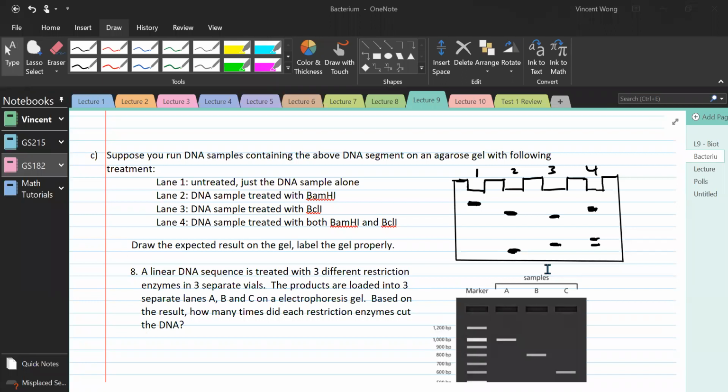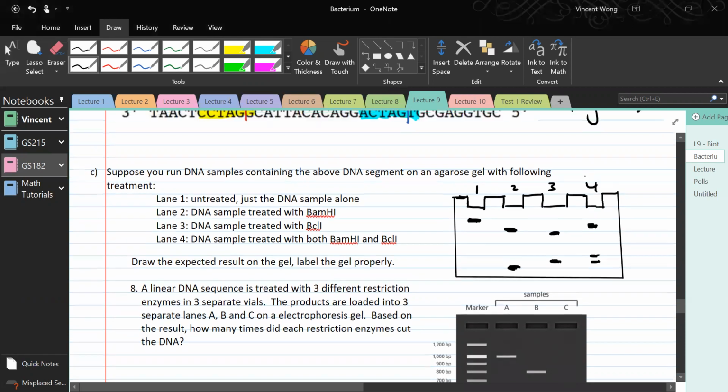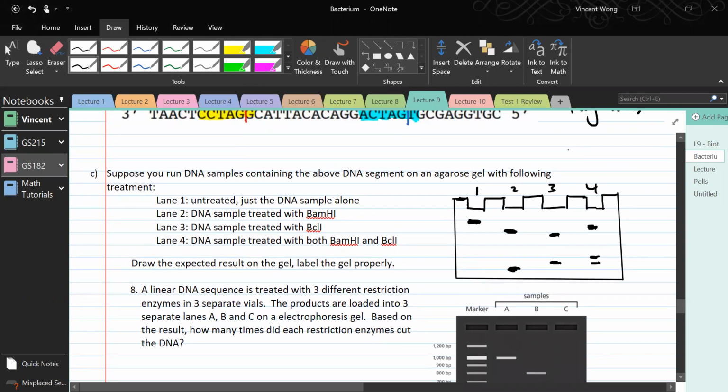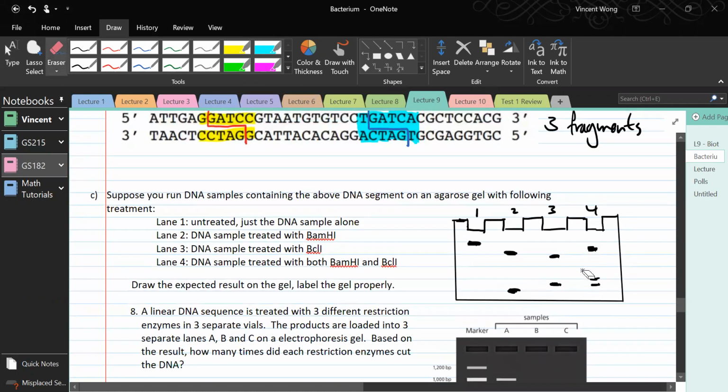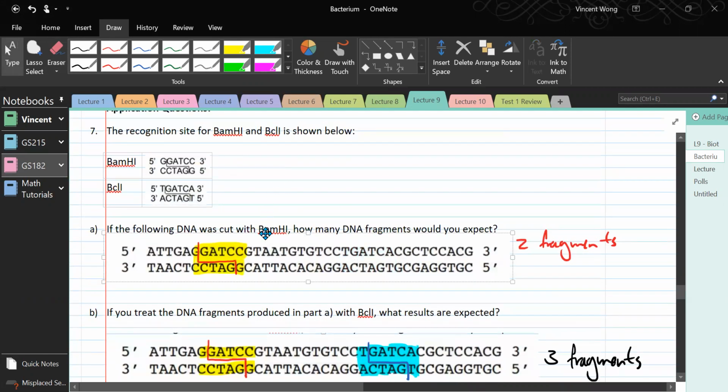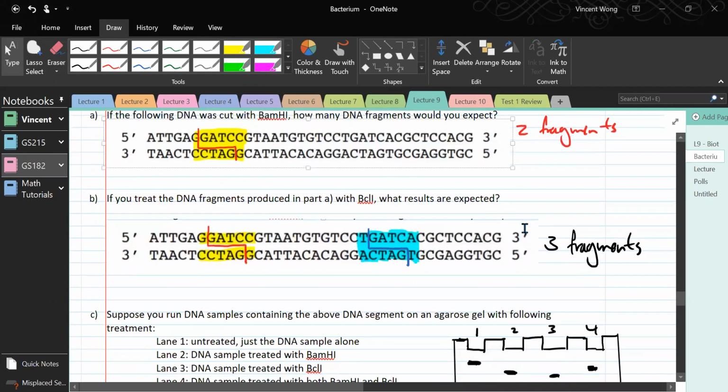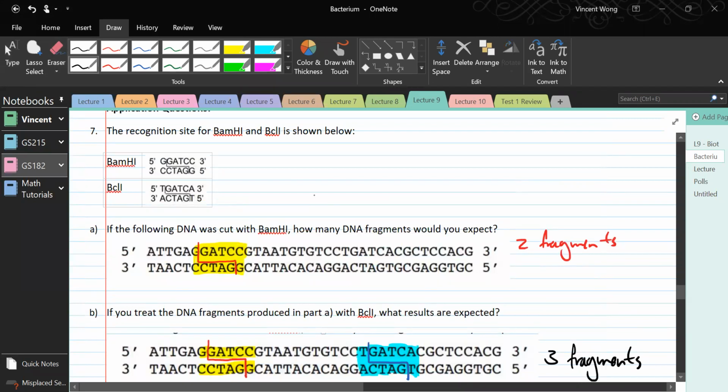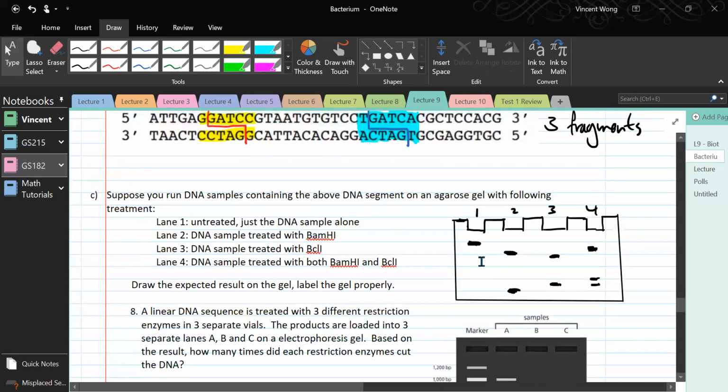Can you repeat it one more time? Sure. All of them or a specific one? Okay, so here, right? All of them. Okay, sure. Let's just take the original fragment again. So this is the original, right? If I don't treat it with anything, if I just load this one, you will only see one band. Does that make sense? If you don't add any restriction enzymes, then there will be no cut, and therefore you only have a single band. Does that make sense? Okay, so that's why in lane number 1, there's only one band, right?